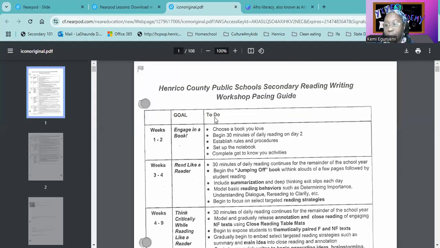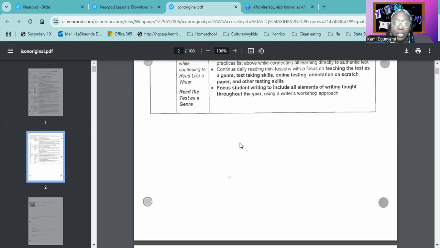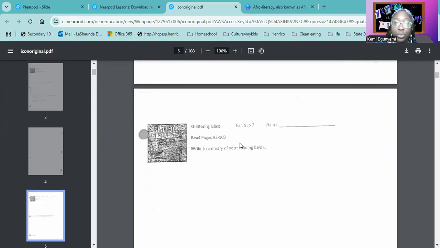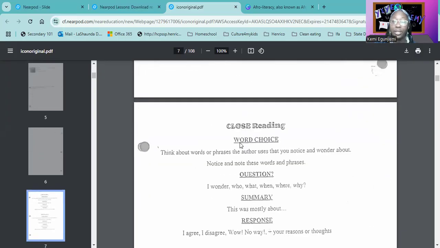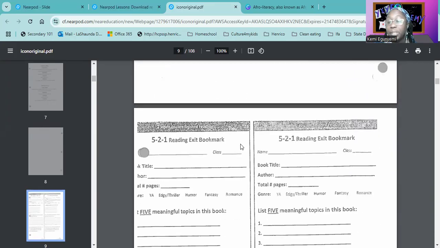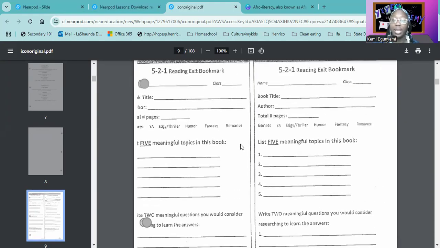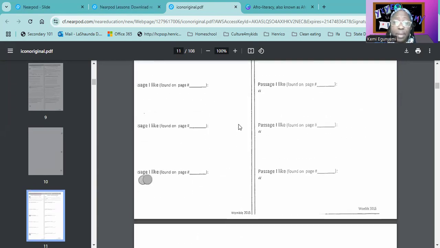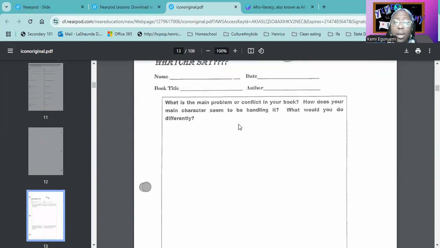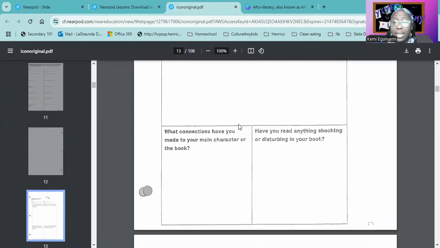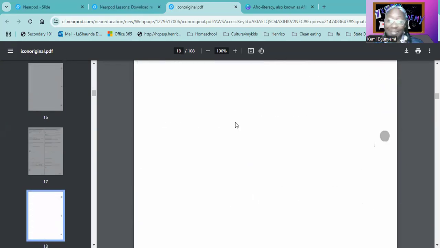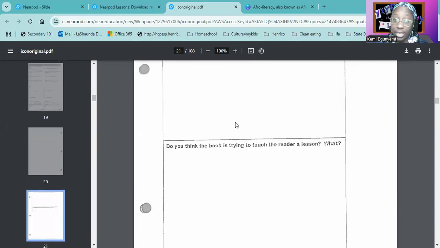This is another county that I worked in, and what I appreciated about this is it has so many different activities that you can do for reading, and it doesn't have to be silent reading, but this is a whole pack. Here's a reading excerpt bookmark, and this can be used at the middle school level as well. Favorite passages bookmark, main character, how they're handling it. So this is a packet full of activities that they can use.